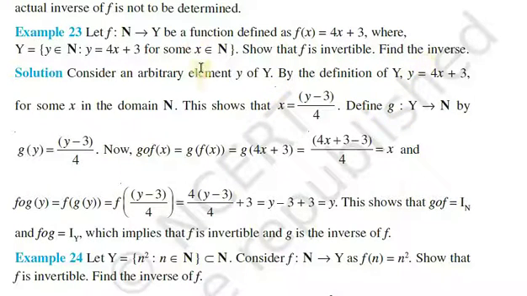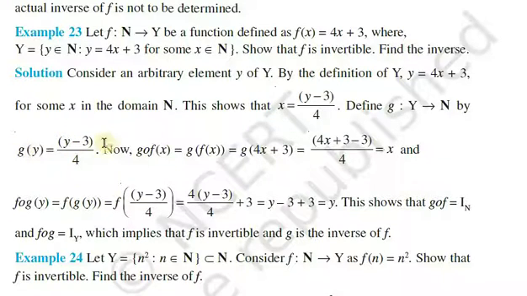Okay, so we consider an element y in capital Y, and define y equal to 4x plus 3 for some x in N. So you can see that for x equal to (y minus 3) by 4, we have this. Now you define a function g from Y to N with g of y equal to (y minus 3) by 4.